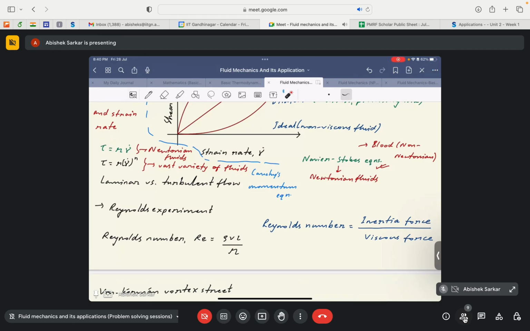Yes. In laminar flow, the fluid particles do not cross each other, like they do not intersect each other. And in turbulent flow? In turbulent flow, the particles move in random directions, thus intersecting each other's line of action. Okay.